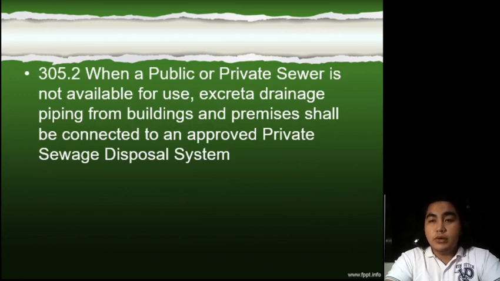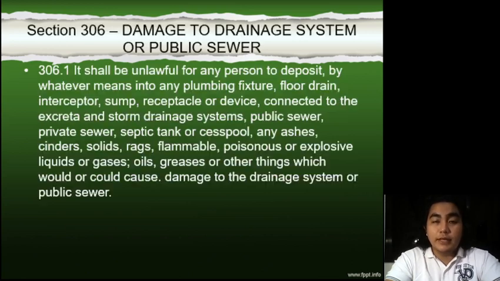305.2 When a public or private sewer is not available for use, excreta drainage piping from buildings and premises shall be connected to an approved private sewage disposal. Excreta drainage piping is used for safe disposal of excreta so that it does not contaminate the environment.